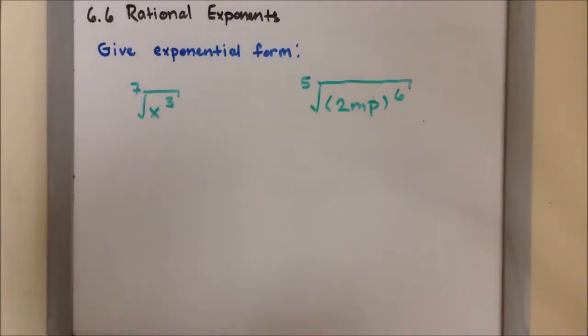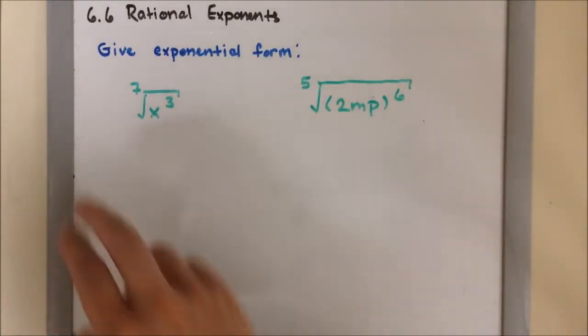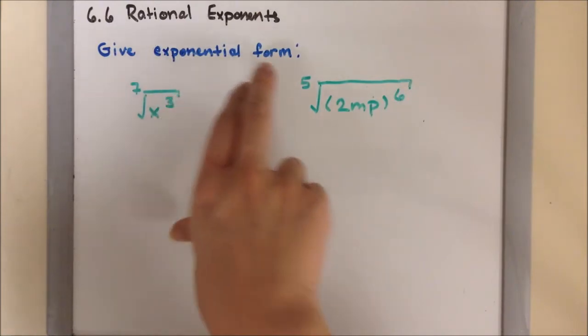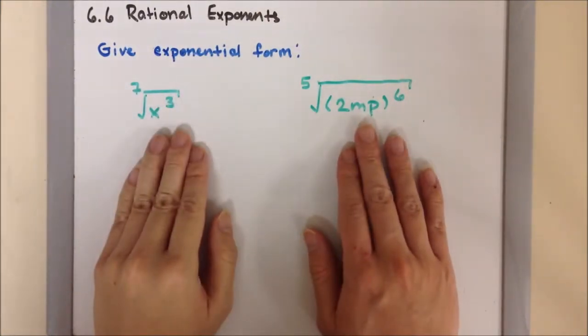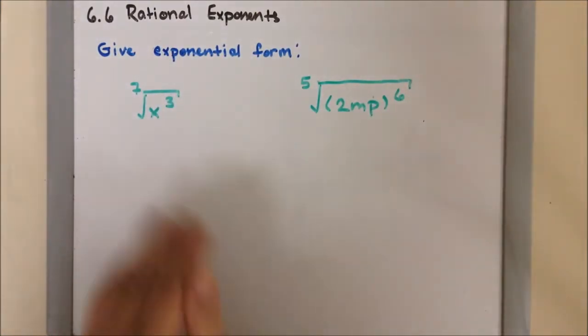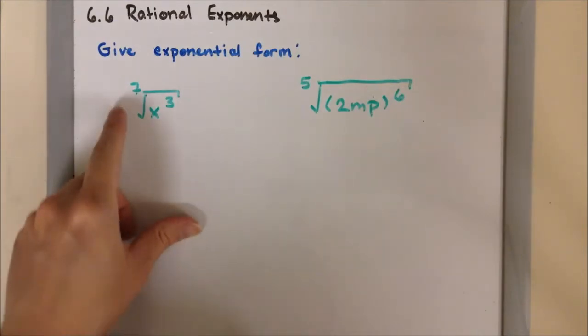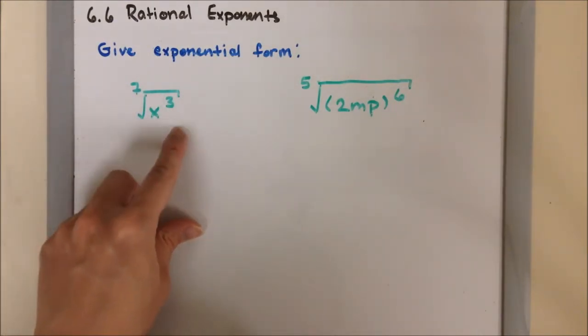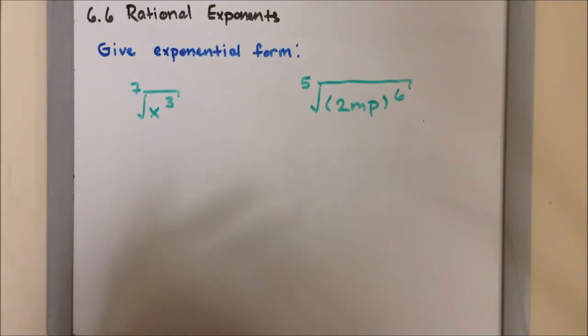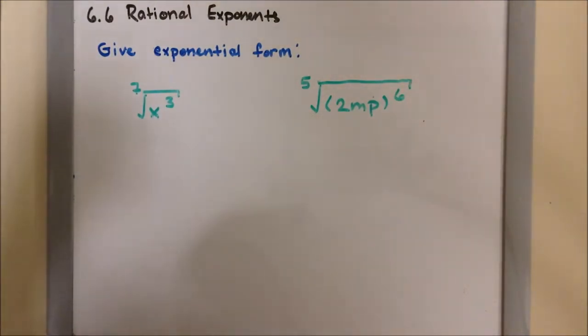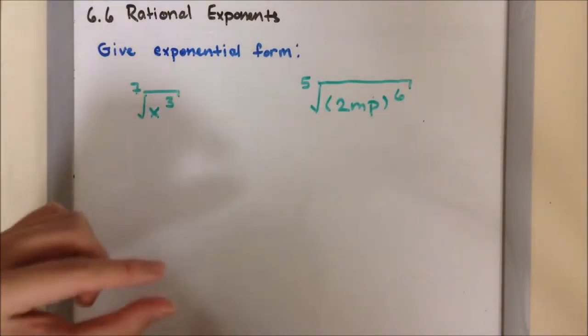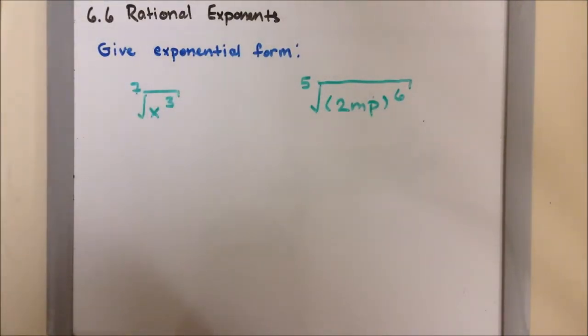In the first part, we're going to talk about how to give an exponential form when you're given radical form. So in our first example, we have the 7th root of x to the third. In order to give an exponential form, that means we have to give it where the exponent is in a fraction form.